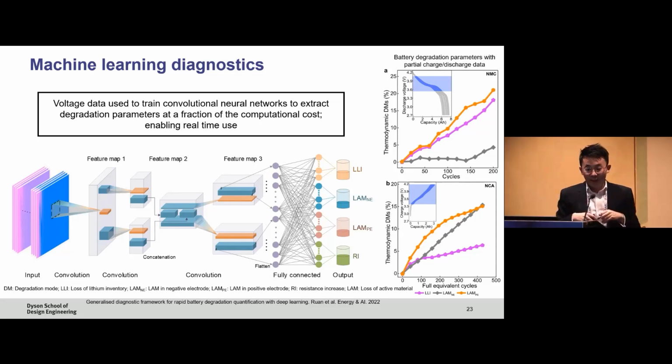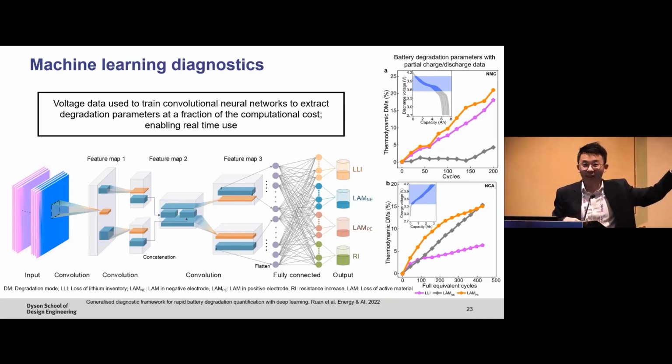What we did is we also thought about, in the real world, how do you actually operate these systems? And in reality, people rarely discharge down to 0% state of charge. So those lab conditions aren't very useful. You're more likely to have partial charge or partial discharge data, which we can use. So one of the approaches that we use is convolutional neural networks, which is a technique used in image classification. So basically dog, cat, that's the technique they use to identify images.